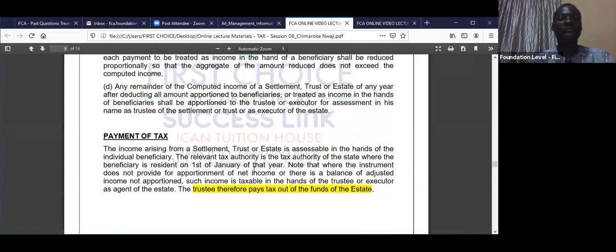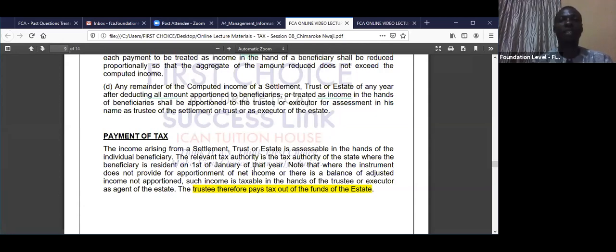Okay, payment of tax. The income arising from a settlement, trust, or estate is assessable in the hands of the individual beneficiary. It means that whenever the executor pays money to the beneficiary, the beneficiary has earned income. So any income received from the trust is chargeable in his hands. The relevant tax authority is the tax authority of the state where the beneficiary is resident on the 1st of January of that year. So now let's look at it this way.